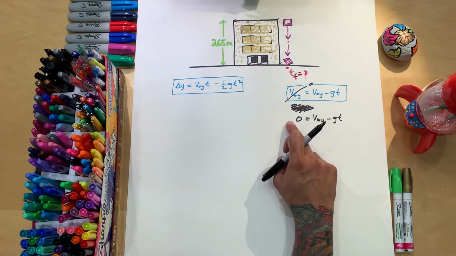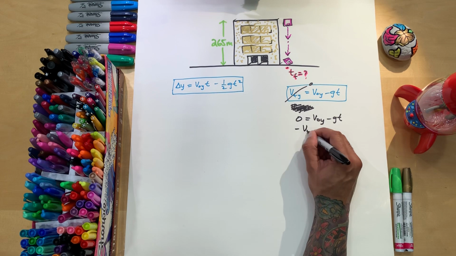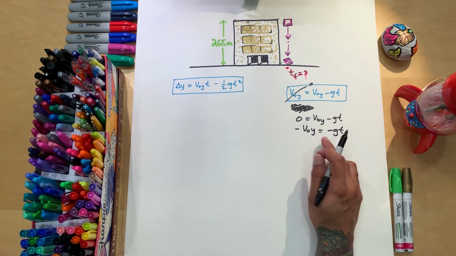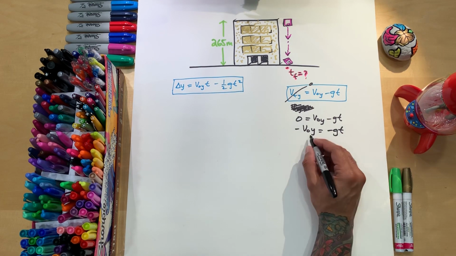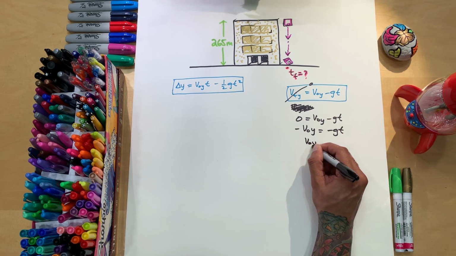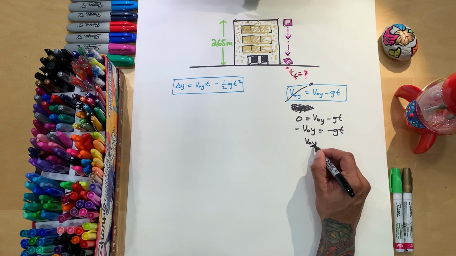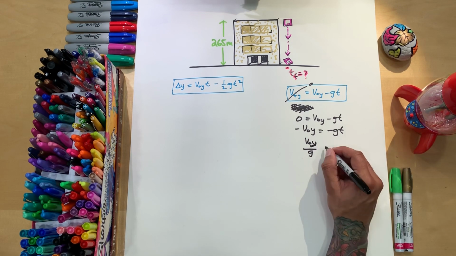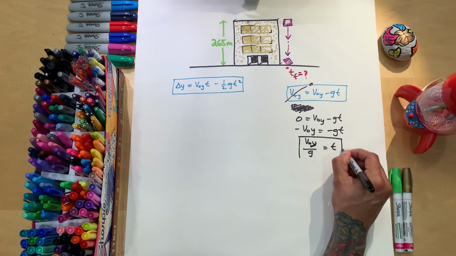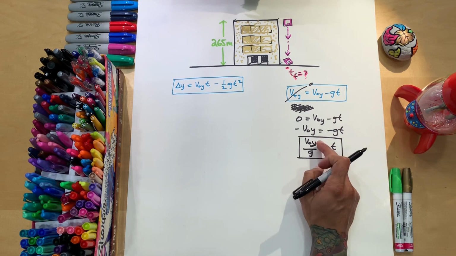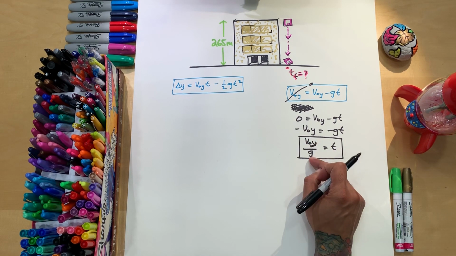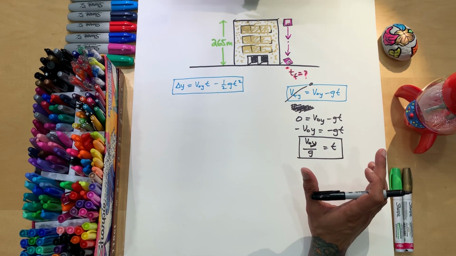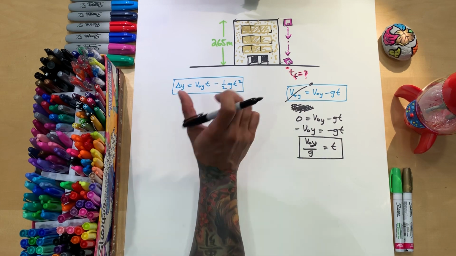So I'm going to move the velocity y over. You're going to get negative velocity initial in the y equals negative gravity times time. Cancel out the negative sign and bring over the g. We got velocity initial in the y over g equals time. So now we have an expression for time, right? We don't have our velocity initial in the y, and we know g, so we have this expression. Maybe we can do something with it in this equation now.